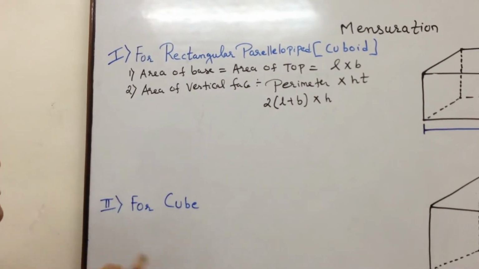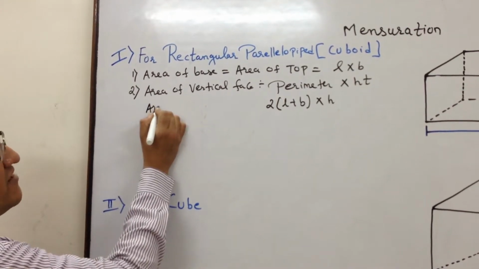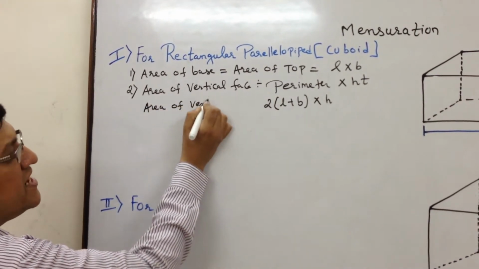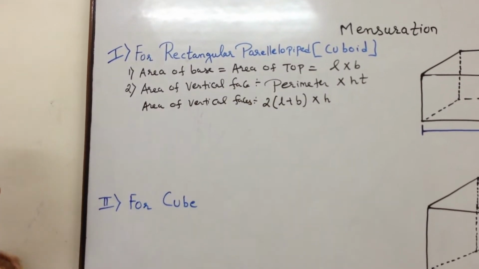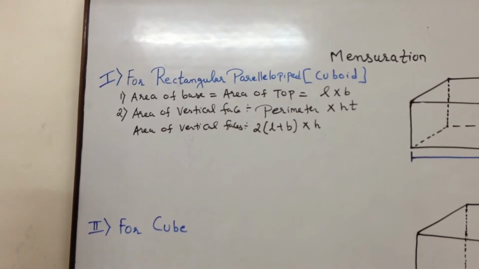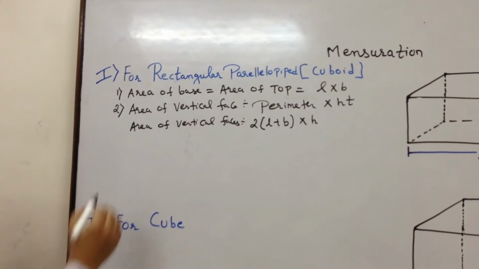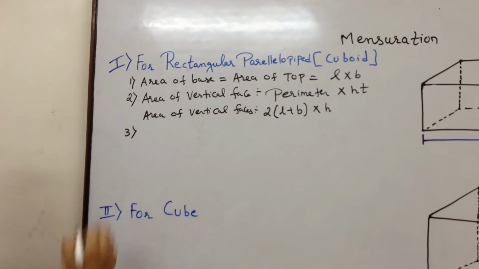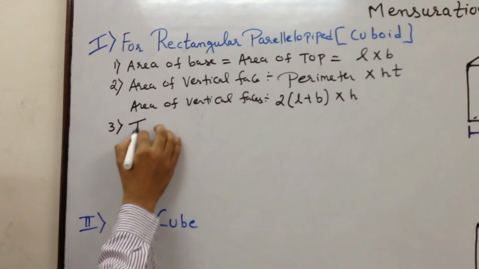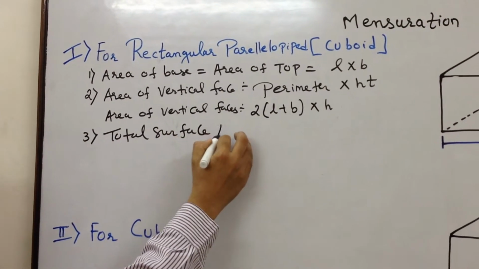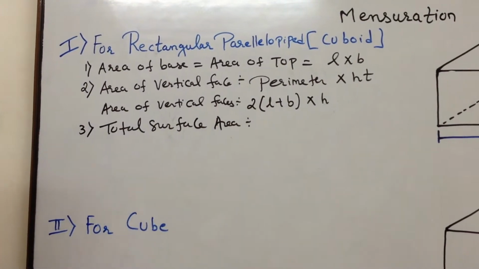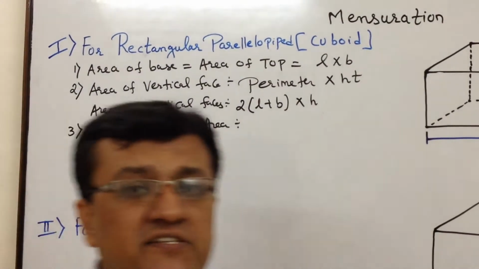Thus, the area of vertical faces turns out to be twice L plus B into H, that is height. Having said that, we need to focus on what the total surface area is. When I say total surface area, it should sum up all the 6 faces. Let's see once again over here.